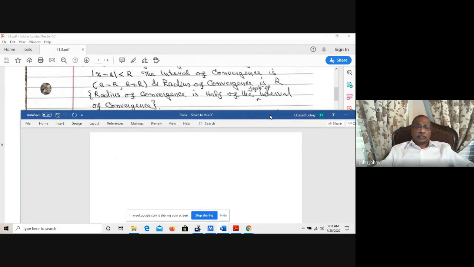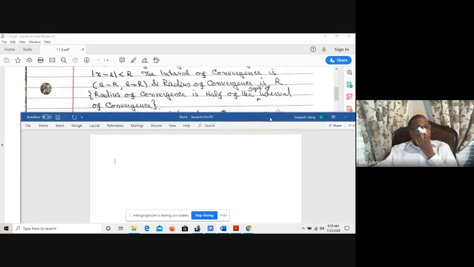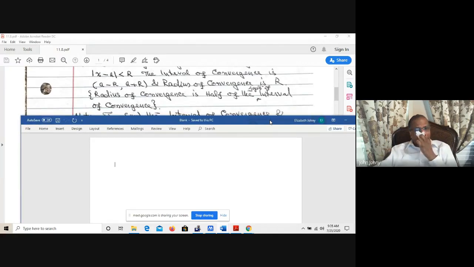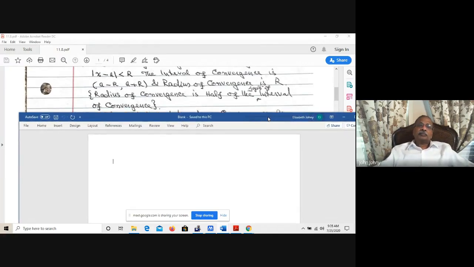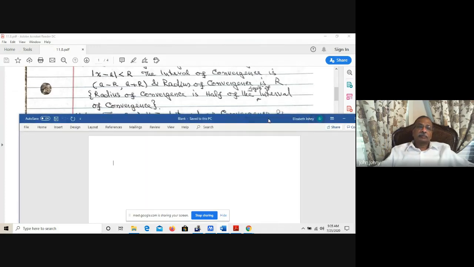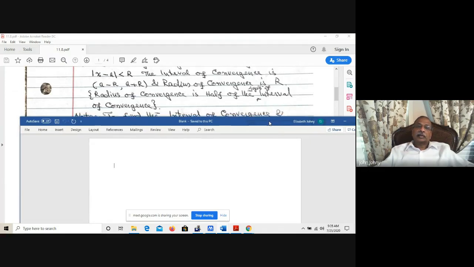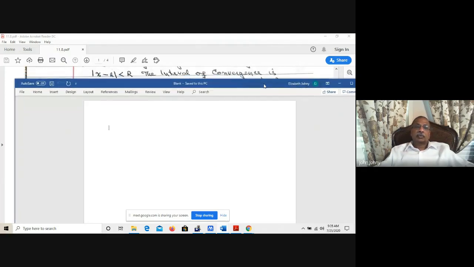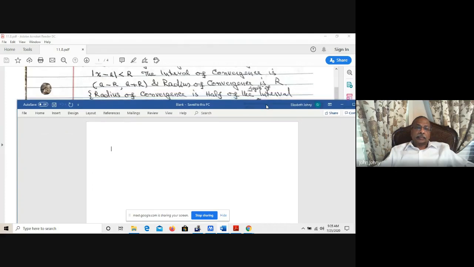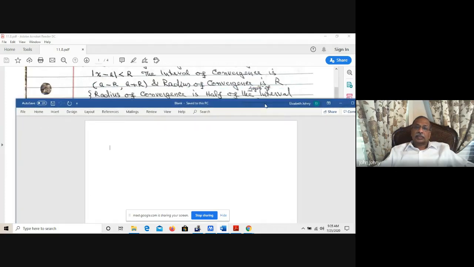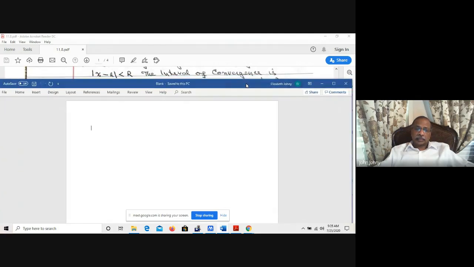In the first case, the interval of convergence is the set {a}. That means the series is convergent only for the one value x equal to a. Then in the second case, it is convergent for all values of x. And in the third case, it is convergent only when the absolute value of x minus a is less than r. These are the three cases, and the radius of convergence in this third case is r.